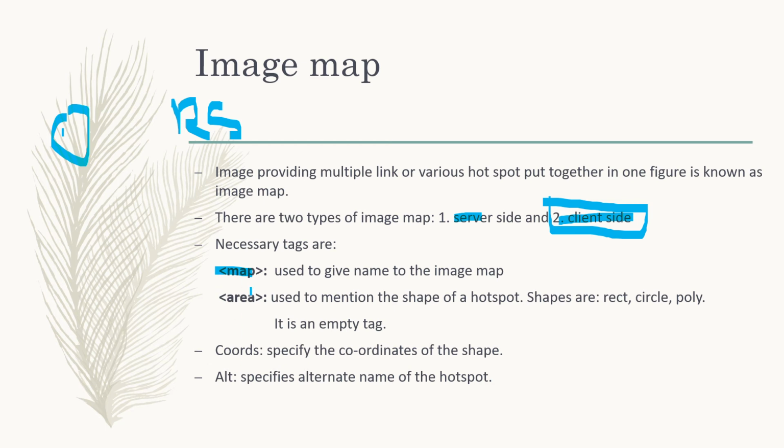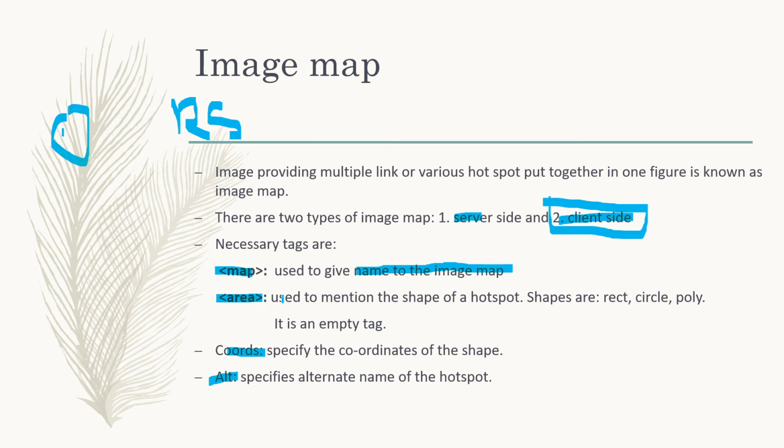First is image map. Image map is used to give the name to the image map. So whatever image map you are creating, the name should be given to it with the help of the map tag. Next is area. After the image tag, you have to use area. In this, you have to specify the coordinates and alternate name.